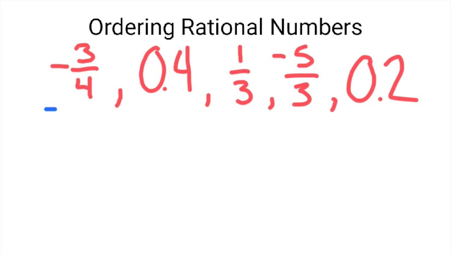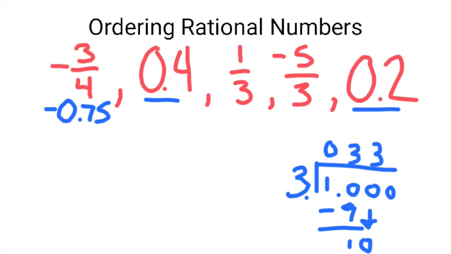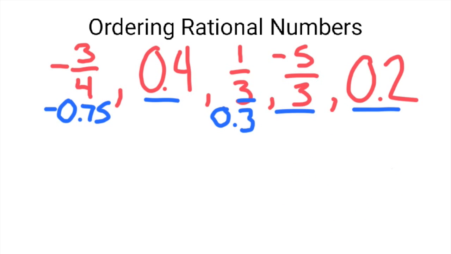Negative 3/4, that's negative 3/4 we should memorize already, is 75 hundredths, because that's like money. 3/4 is the same as 75 cents. This one's already a decimal. This one's already a decimal. Here we've got 1/3. We want to change that to a decimal. If you don't have it memorized, you can divide. So you got to go 3 goes into 1. One-third is actually 0.3 repeating.